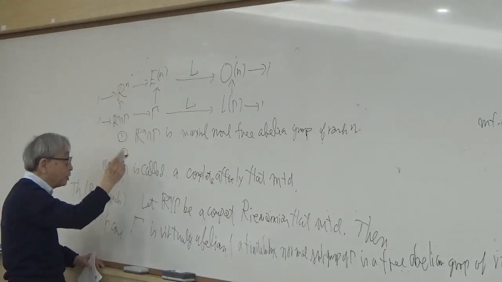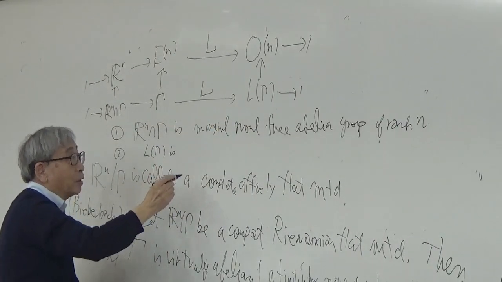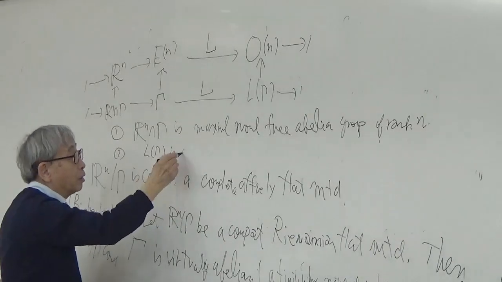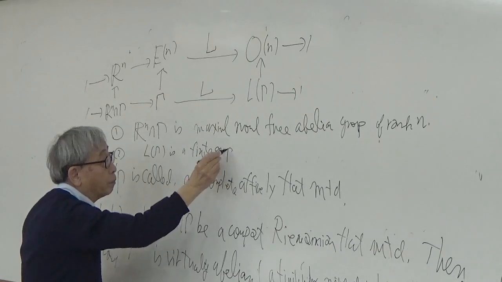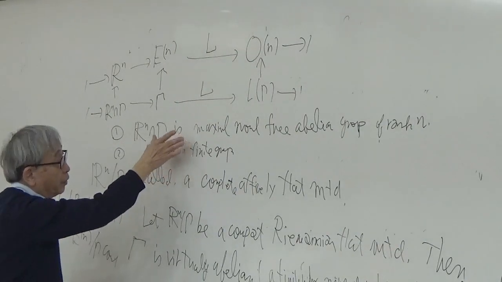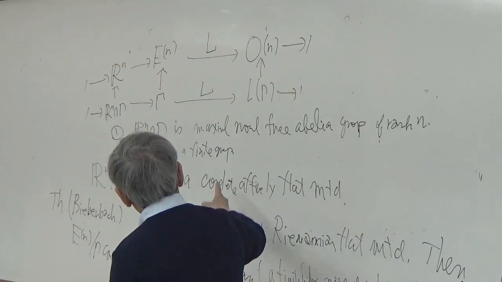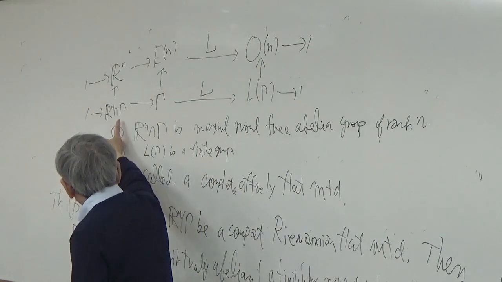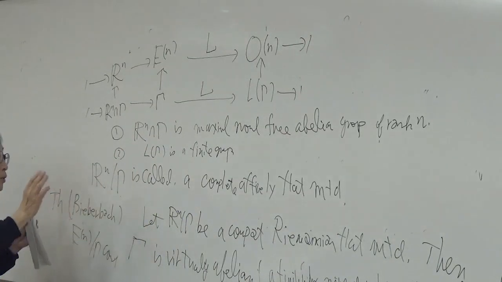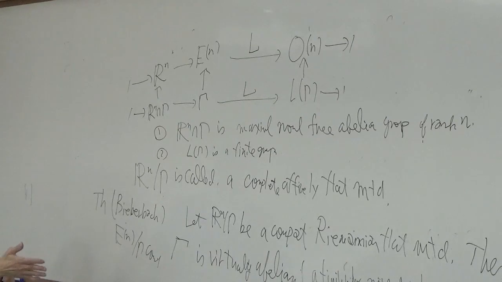Next, this is actually the important thing. This image is discrete, and discrete in compact means finite, so L gamma is a finite group. This comes from the first statement. So virtually means gamma has a finite index subgroup that is free abelian. We usually use this kind of situation, virtually. So gamma and translations are virtually the same, that is, up to finite index.